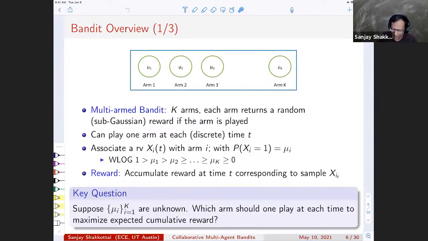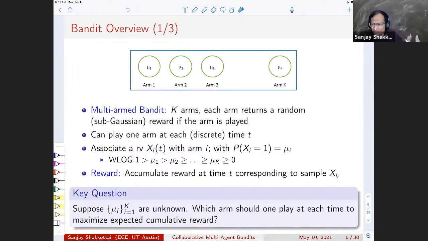Let's assume, without loss of generality, that these arms are ordered. Mu 1 is the largest, mu K is the smallest, and mu 1 is strictly greater than mu 2, which is greater than or equal to the rest down to mu K, which is greater than or equal to 0. You know this as a genie, as an external observer, but the player does not know this. The goal for the player, of course, is to learn as quickly as possible that the first arm is the best arm. The player plays according to some strategy, at each time plays one of these arms, and over time incrementally learns about each arm and also accumulates rewards. Every time it gets a one, it gets a reward of one. But the mu i's are unknown. So the player needs to decide, based on past information of plays, what to play next, and over time maximize expected cumulative reward.